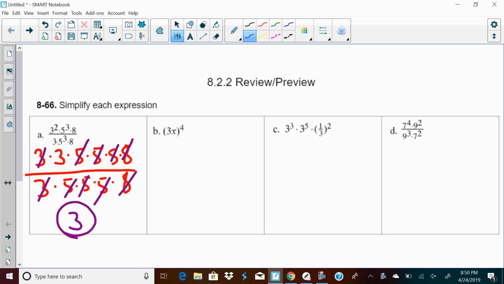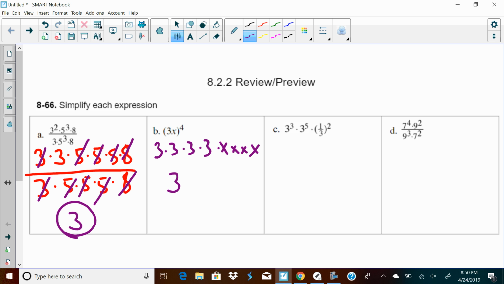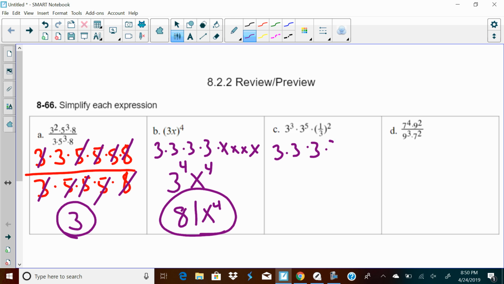For B, it's 3x to the 4th. So it's 3 four times and then x four times. So it's 3 to the 4th power, x to the 4th power. Or you could have had 81x to the 4th. Either would be acceptable.